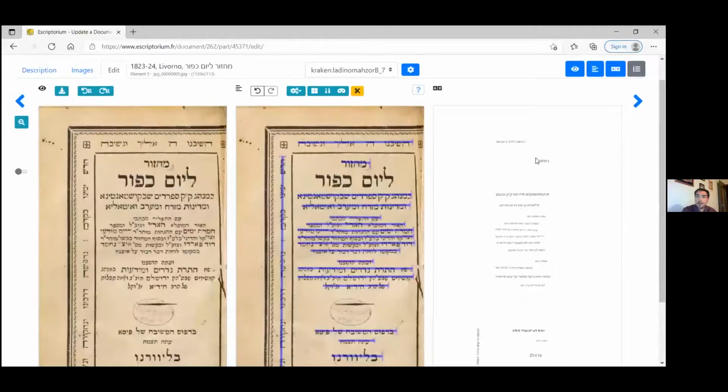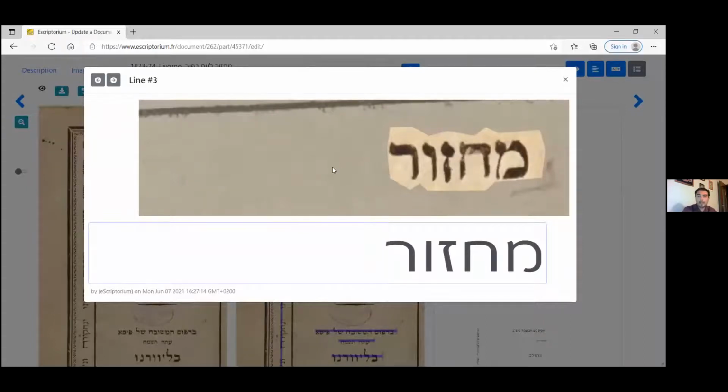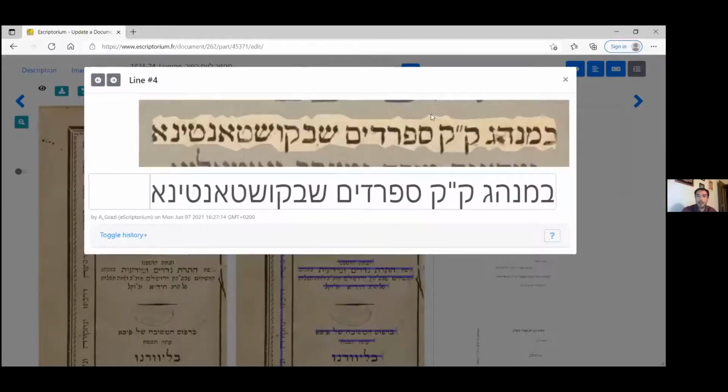And then I can go to the transcription side. I can click, and line by line, I will see how the transcription has been made. As you can see here, the original text says "Che Minhag Italia Shebe Costantina," but in the transcription it's almost everything perfect, but there is one mistake. The software interpreted this het as a bet, so we need to delete it.